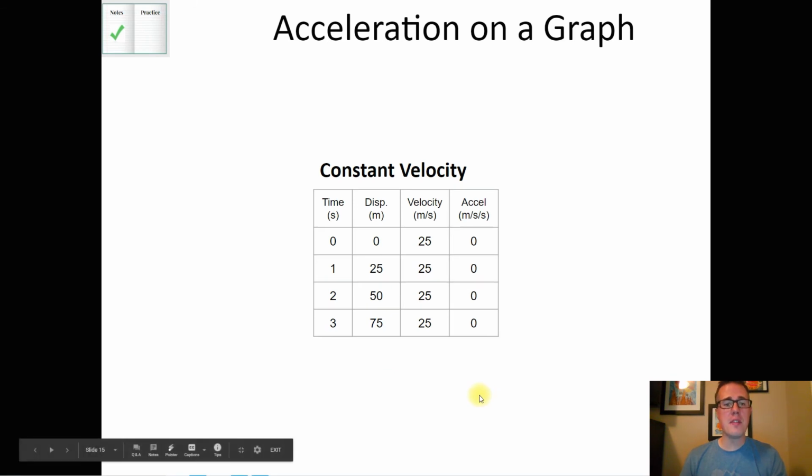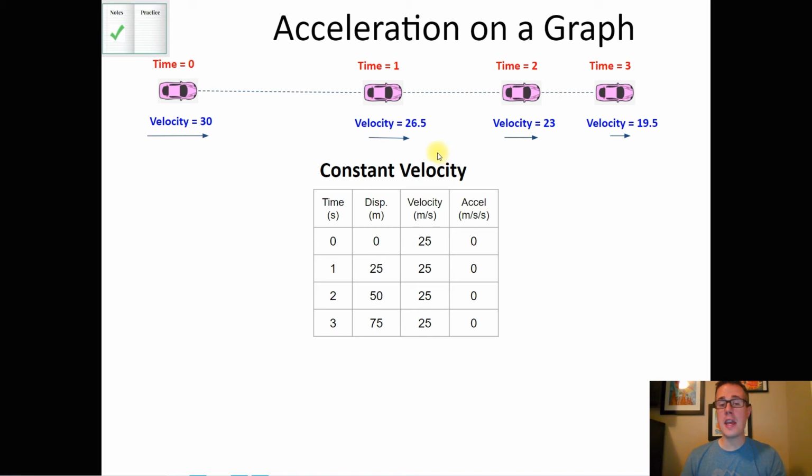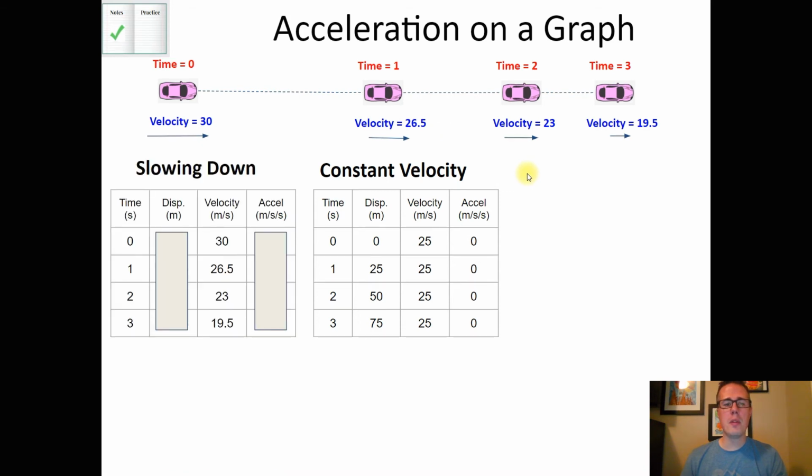Now let's talk about a negative acceleration object. So we have an object that's traveling at 30, and we're going to be slowing down. We are decelerating. So hopefully automatically in your mind you're thinking, okay, negative acceleration. We are taking away each second. So here is the table that we have for slowing down. Let's say at time 0, we were going 30, just like the picture, and we are going to be subtracting from our velocity each second.